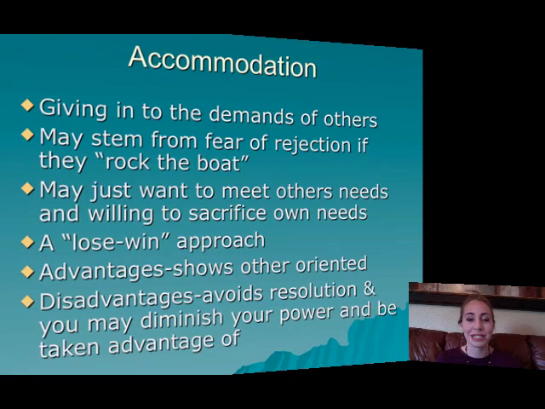We've been working on other orientation, so that would be certainly a success. But the disadvantage is it avoids resolution, because if you just give in to the demands of others, a resolution is never determined. It's a solution, not a resolution. And you may diminish your power over time and be taken advantage of. Remember, we talked about if someone's really needy, the other person has the power. Well, if someone is a doormat and gets walked all over all the time, the other person has all the power in that situation too. So you can be taken advantage of if you are pretty excessively an accommodator.